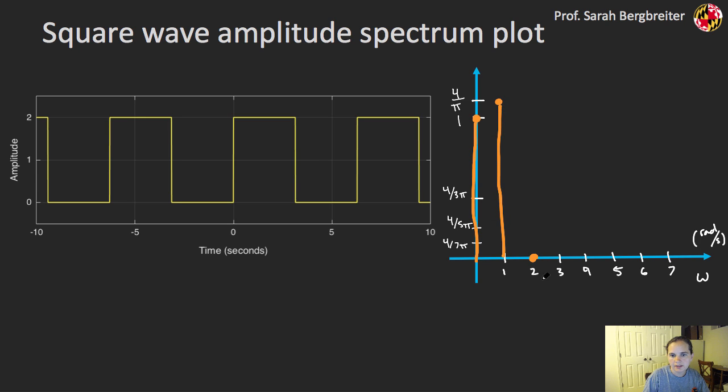I'm going to have nothing at 2 radians per second. Then at 3 radians per second, I'm going to have an amplitude of 4 over 3 pi. Nothing at 4 radians per second. At 5, I'm going to be 4 over 5 pi, and the scale is not perfect here. Nothing at 6 radians per second. Then 7, I'm going to have 4 over 7 pi. And this will continue getting smaller, right? The higher frequencies, I'm adding less amplitude to the signal in order to ultimately make this square wave. But this gives you some idea of what an amplitude spectrum plot for a more complex periodic signal might look like. In this case, our odd square wave here.